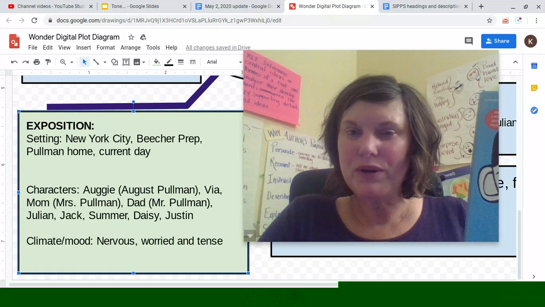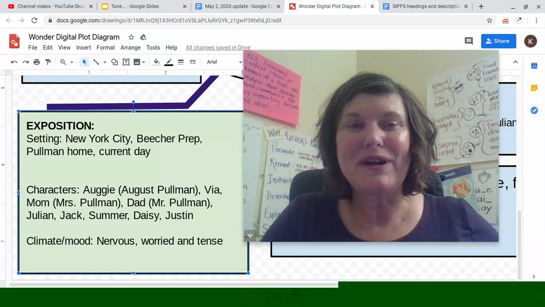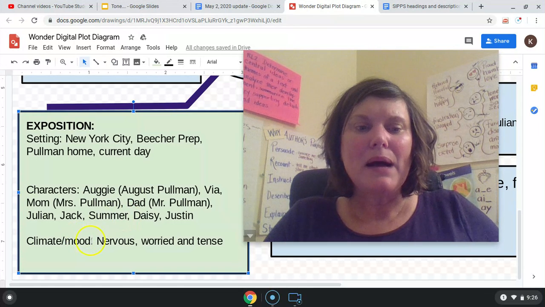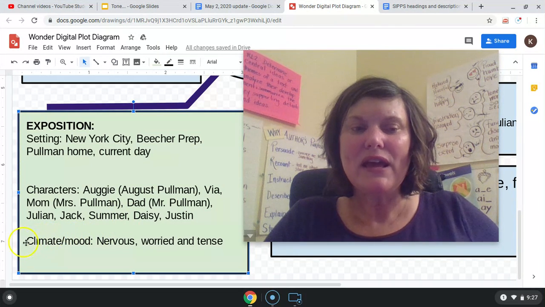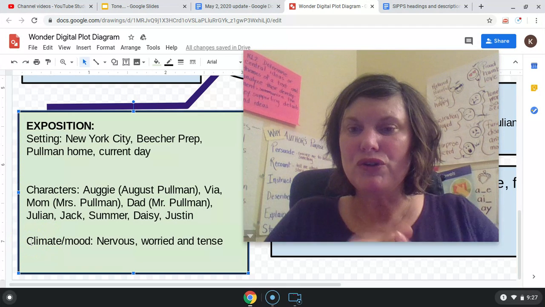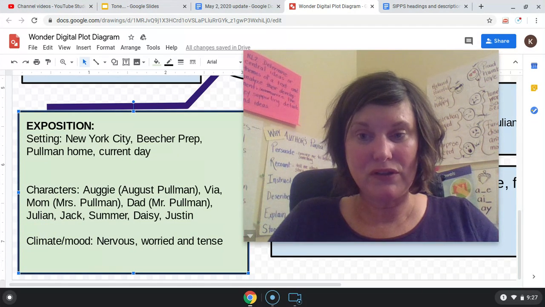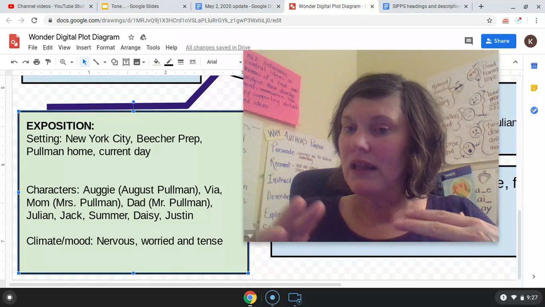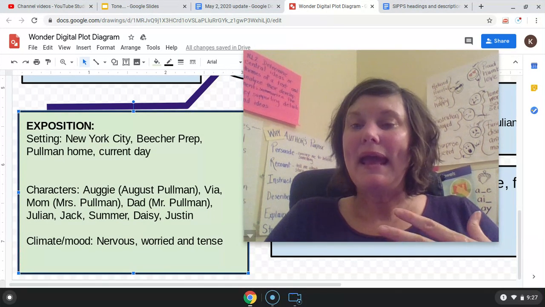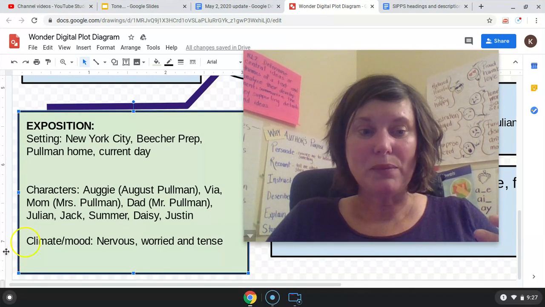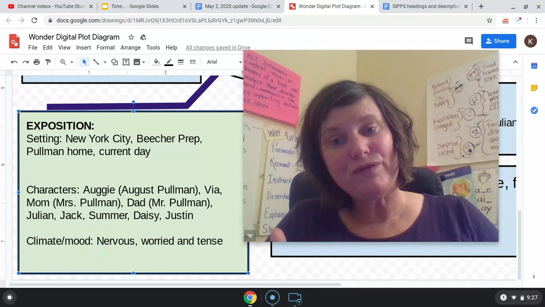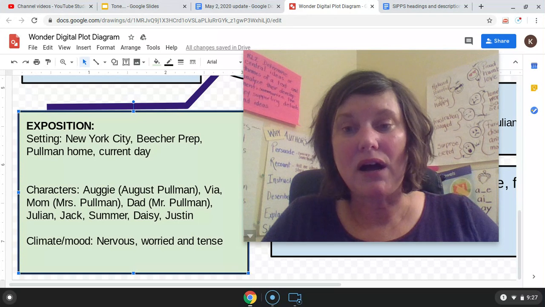Before we pick up where we left off, I want us to go back to our plot diagram for a minute. If you recall yesterday, we were continuing to identify the exposition of the story, which has to do with the setting, the characters, and the climate or mood. And yesterday we talked about specifically the mood. Remember, mood is how you feel when you're reading a novel.